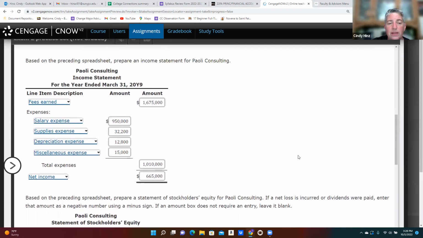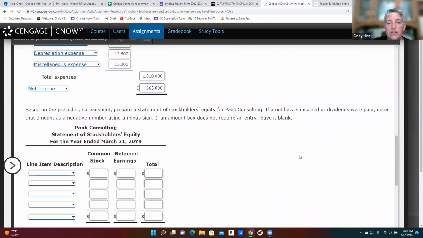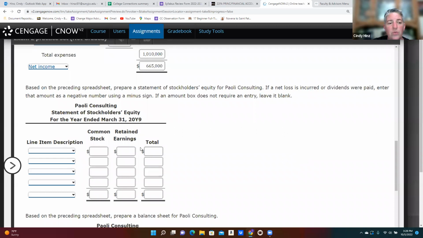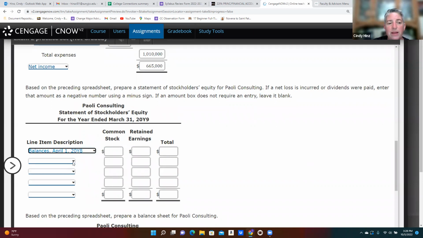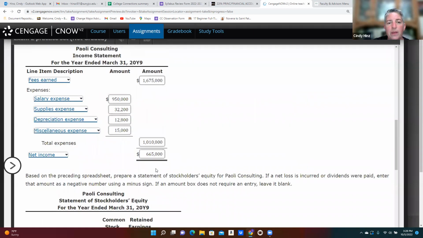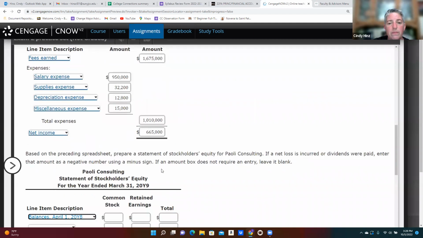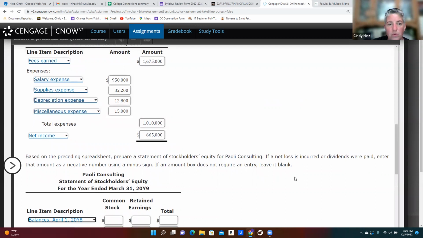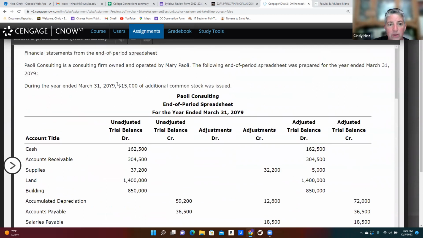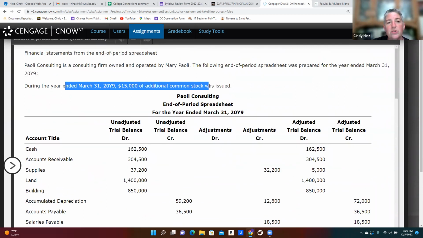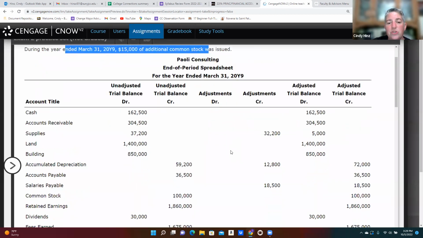Once we prepare the income statement, our second financial statement is always going to be the statement of stockholders' equity. And this shows us what happened throughout the period. So we start with the beginning balances. I just want to make sure it doesn't tell us that any stock was sold. That's it, right here. Okay, so it tells us that during the year, $15,000 of additional common stock was issued.